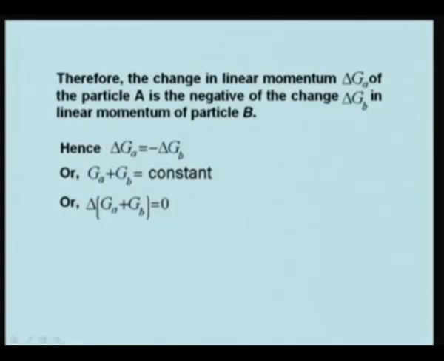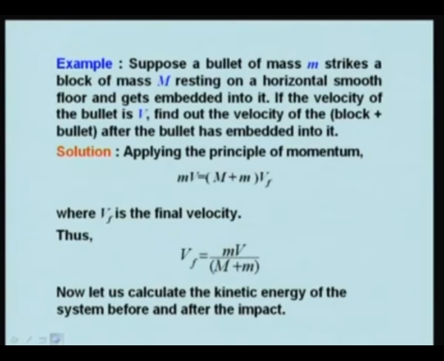The change in linear momentum delta GA of particle A is the negative of the change delta GB in linear momentum of particle B, that is delta GA is equal to minus delta GB, or GA plus GB is equal to constant, or delta GA plus delta GB is equal to 0. We have been using this principle.